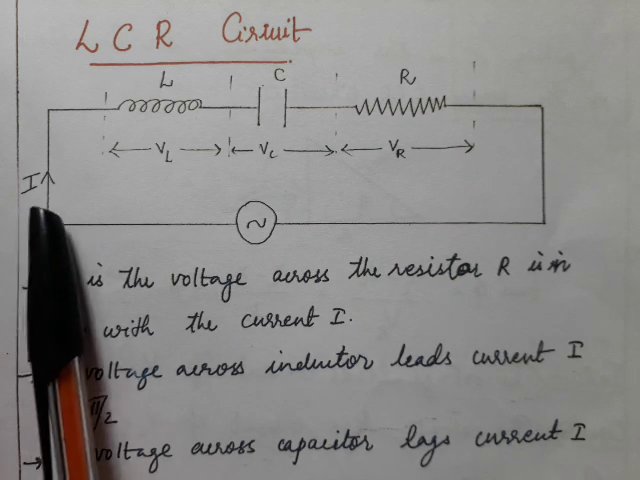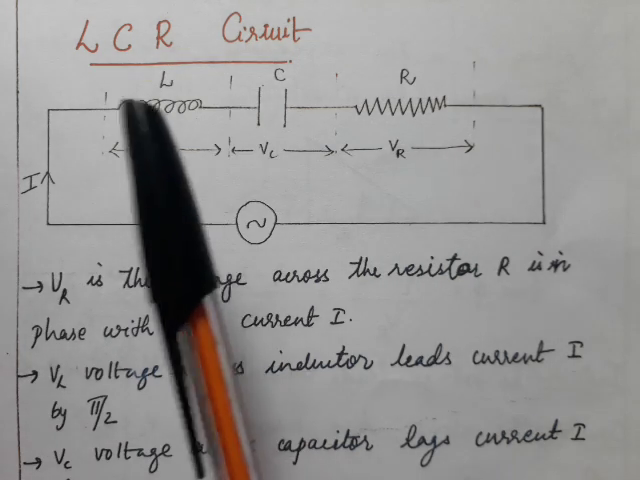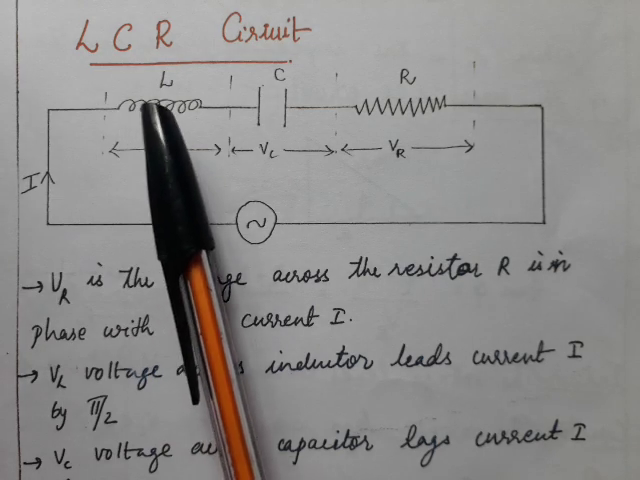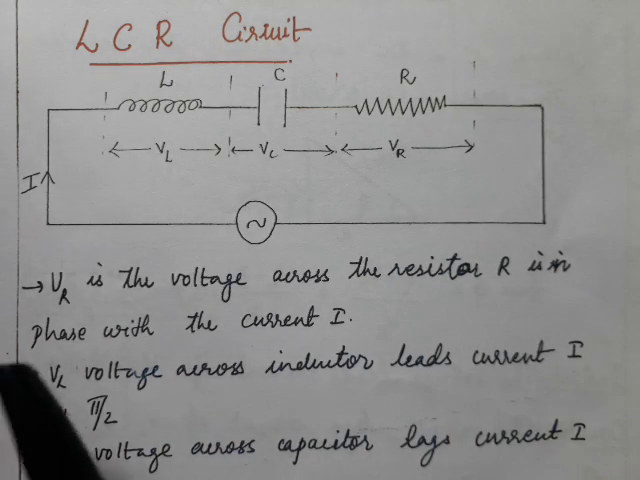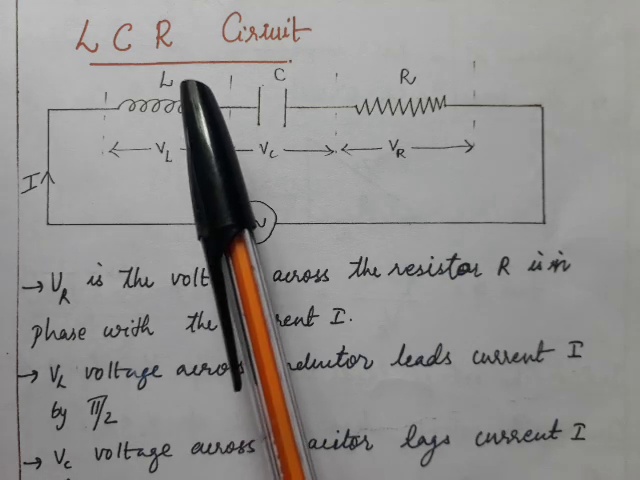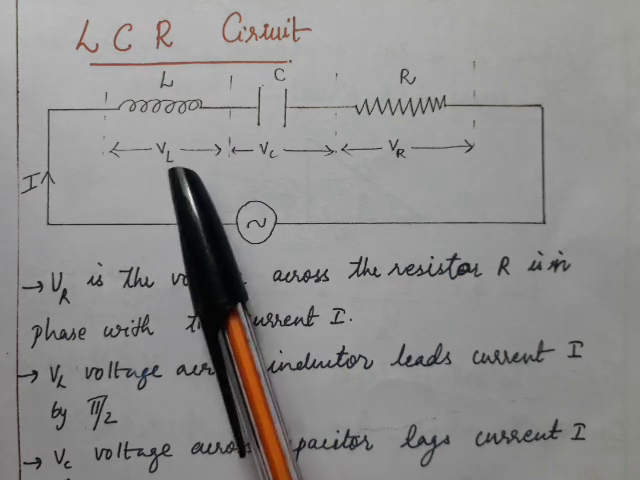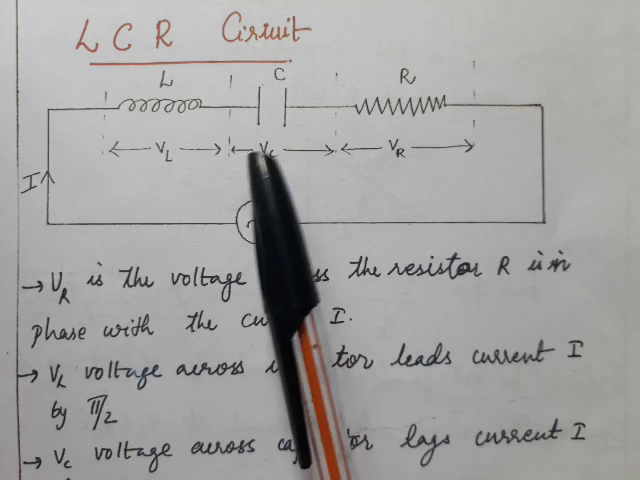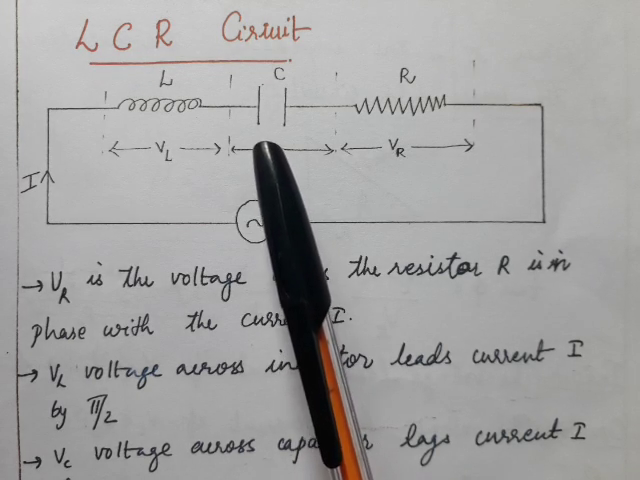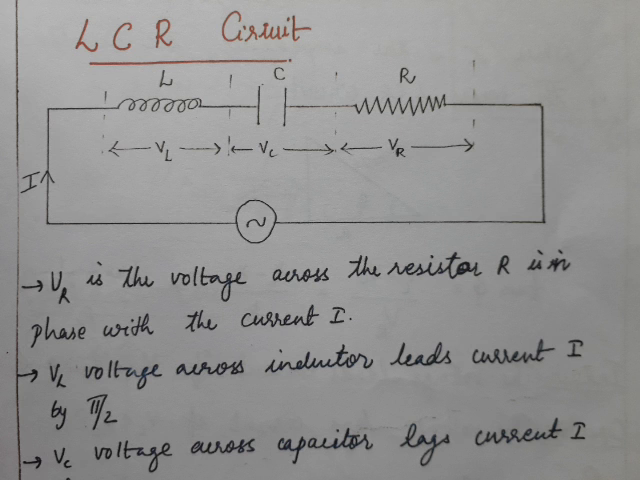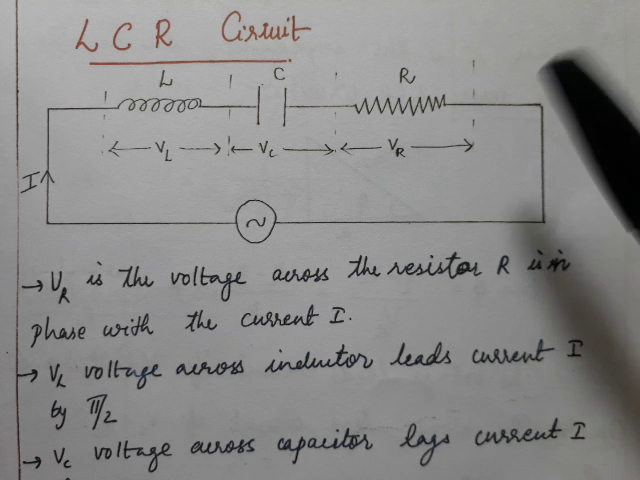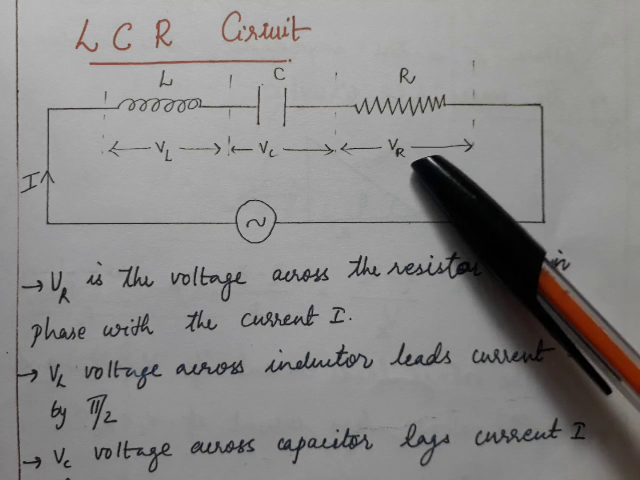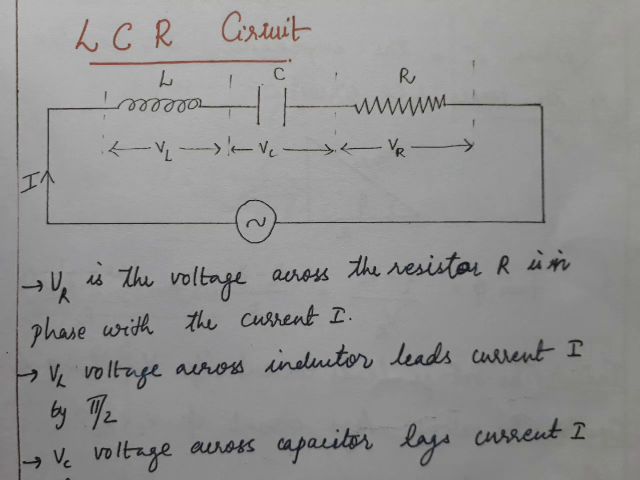So let I current flow through the circuit. That means I current flows through L, C and R. There is a voltage drop across inductor, that is VL, which is equal to I L omega. There is a voltage drop across capacitor, that is VC, which is I into XC, that is I into 1 by C omega. After that, voltage across resistor, IR.